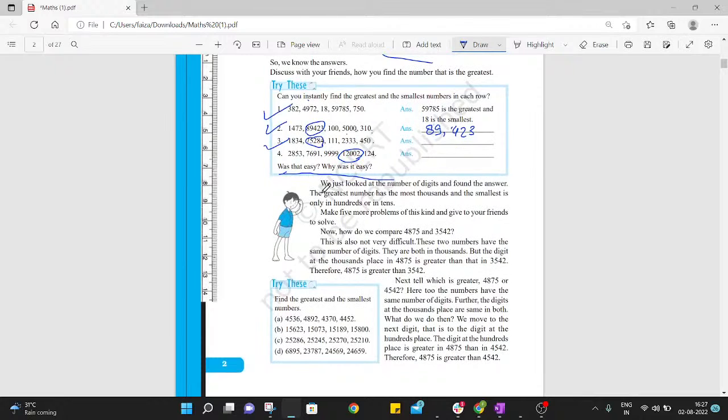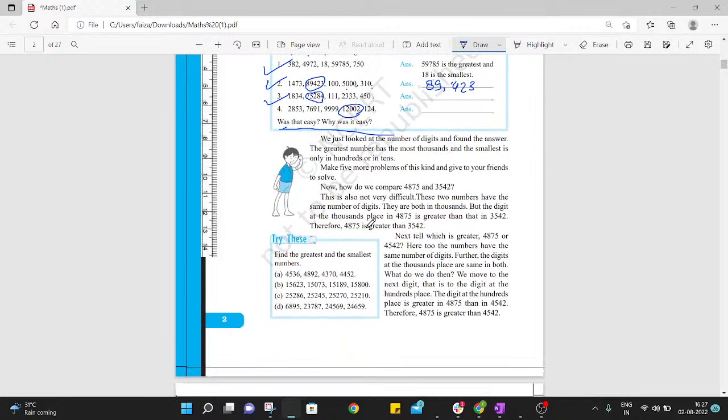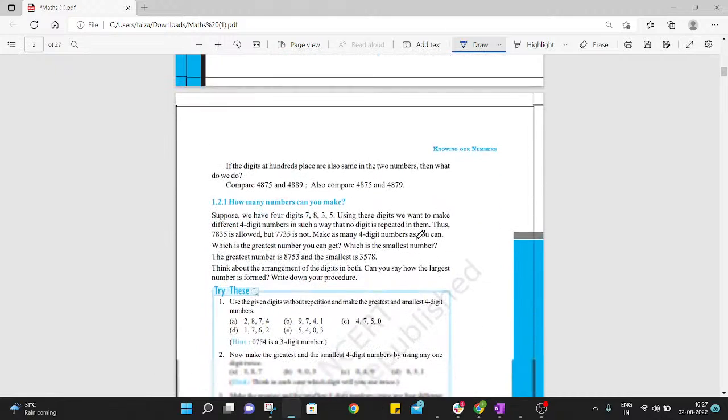Okay, now we are going to learn more about this one. Let's see what they are telling us. We just look at the numbers of digits and found out the greatest number has the most thousands, and the smallest number is only in the hundreds or in the tens. Okay, so let's just skip this and move to the next slide here.